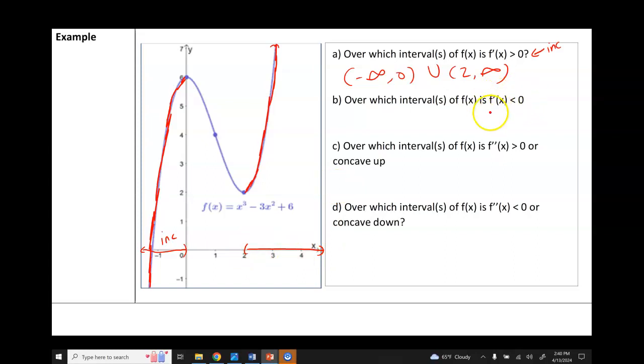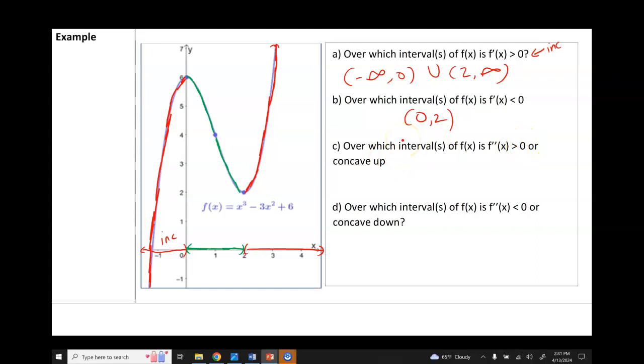Where is the function less than 0? Where is it decreasing? Well, it's decreasing in between x equals 0 and 2. In this green part, it's going down. Next thing we want to know is where is it concave up? So in other words, where is the second derivative greater than 0? Where is it concave up?